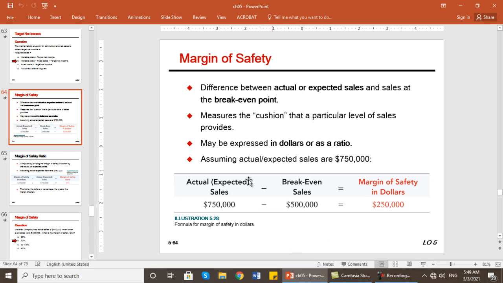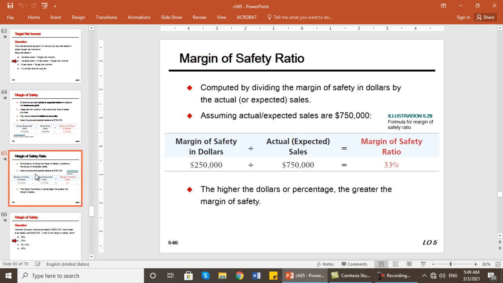It's very important, this data. In this case, if the sales decrease until 250,000, it's okay, we still realize profit, at least we don't realize losses. Now, the margin of safety ratio we can compute by dividing the margin of safety in dollars by the actual or expected sales.